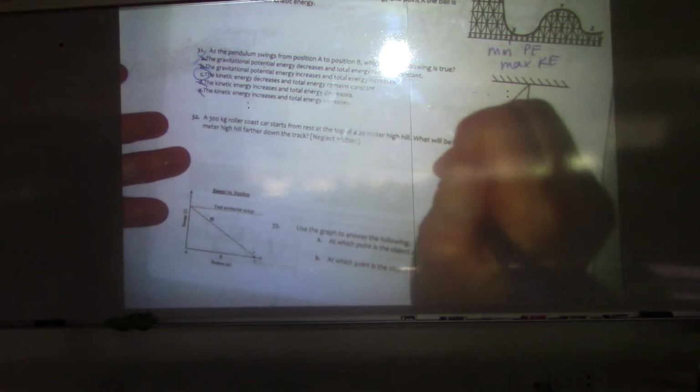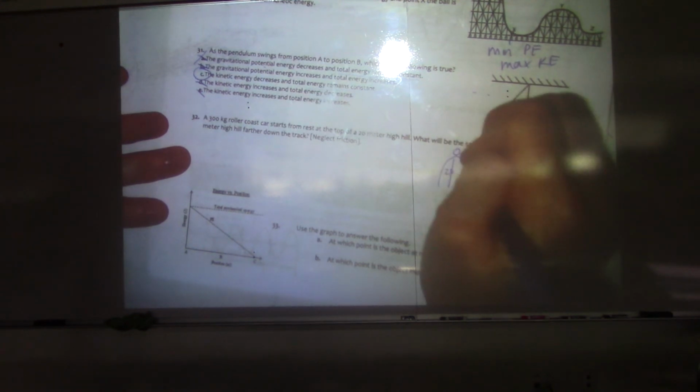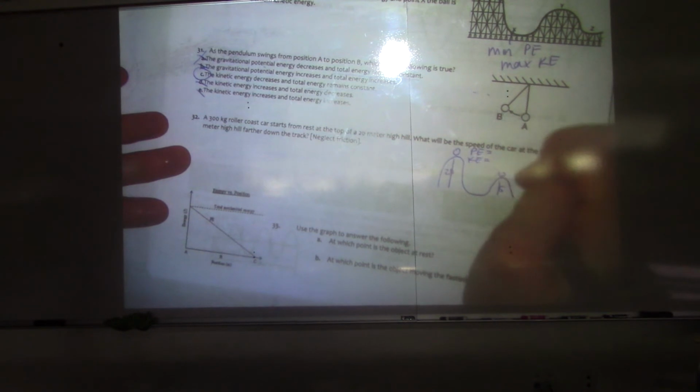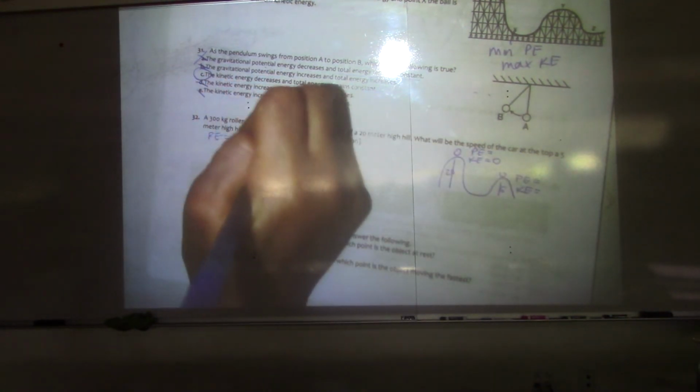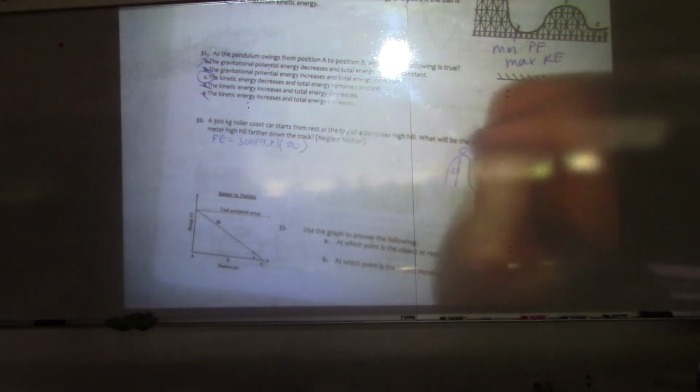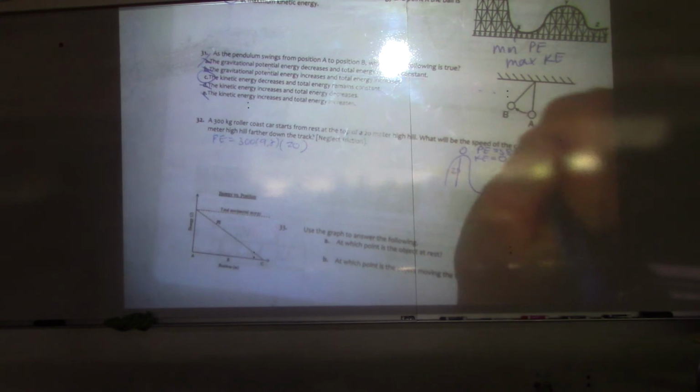Rest of a 20-meter high hill. What is the speed at 5-meter high later on? So I like to draw my picture. Kinetic and potential. The only zero would be starting from rest. Now to find the potential, I do mgh, so that's 300 times 9.8 times height of 20. And that gives me a potential energy of 58,800.